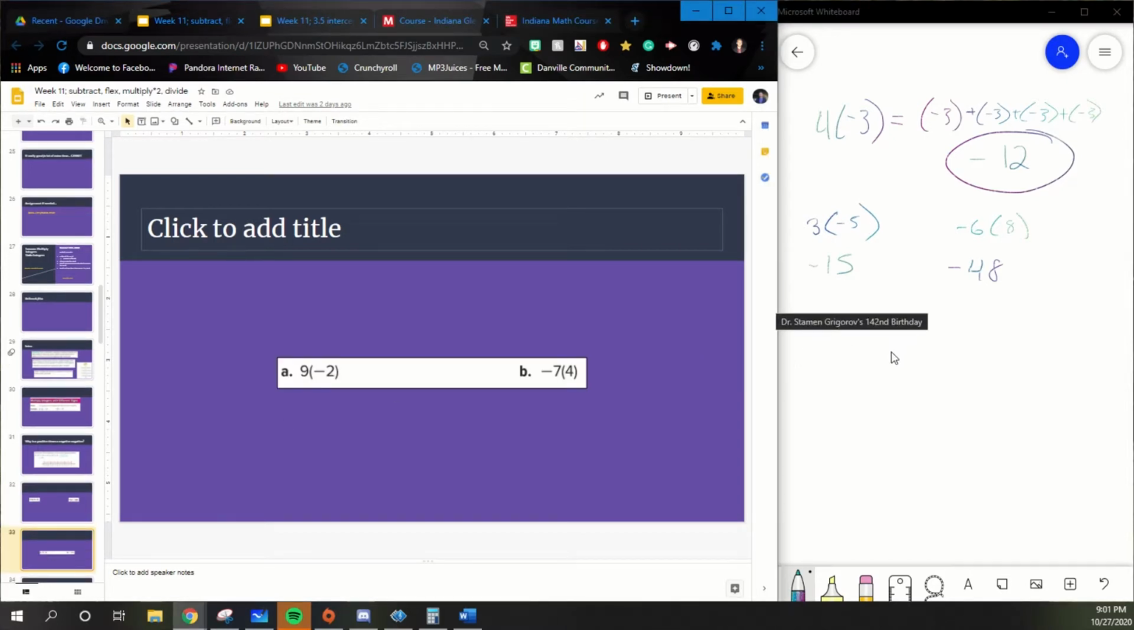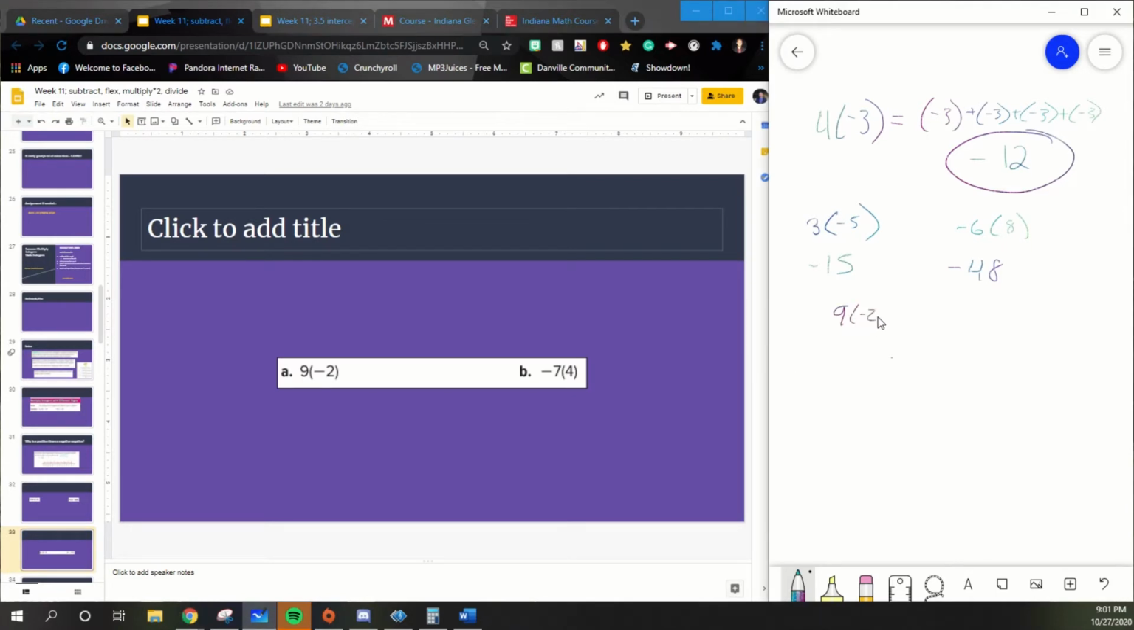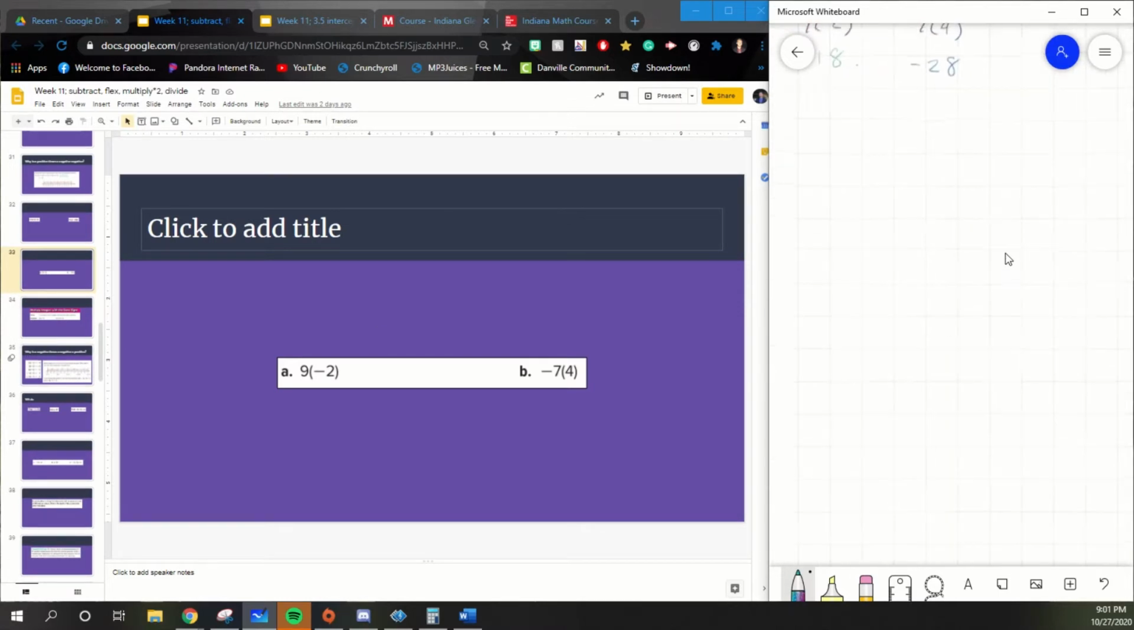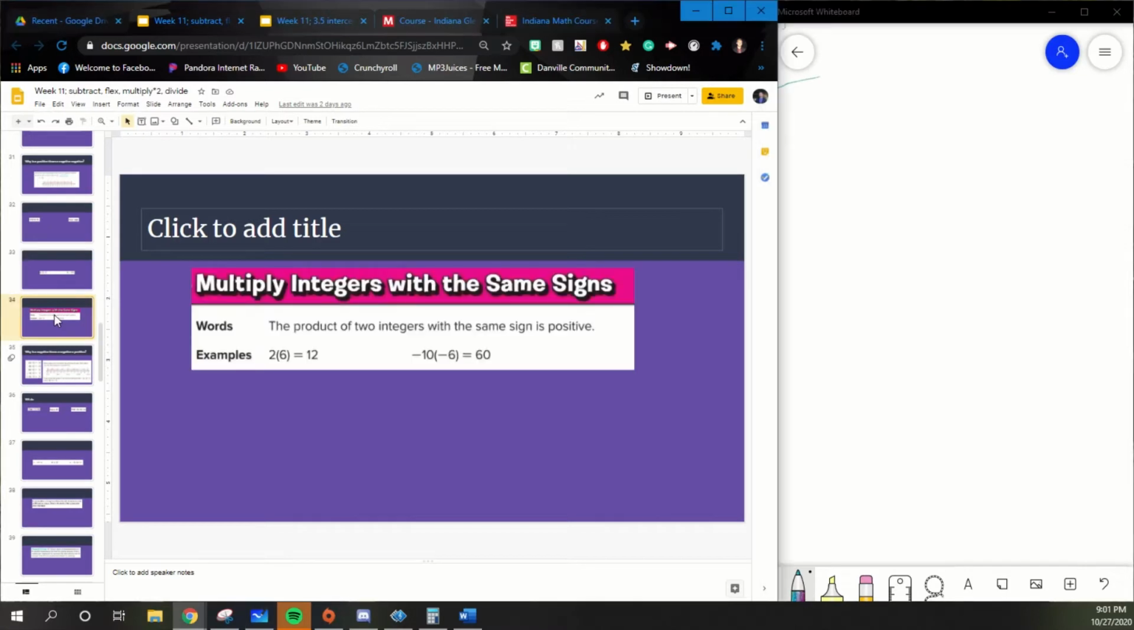Go ahead and try those two. Make sure you understand it. We have 9 times a -2 and a -7 times a +4. Alright, so 9 times a -2 is a -18. And a -7 times a +4 would give us a -28. Just make sure you know when two things have different signs and you're multiplying them, you're going to get a negative. Let's go ahead and look at what happens if we have two things of the same sign.